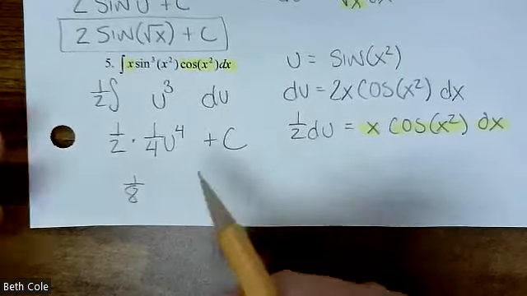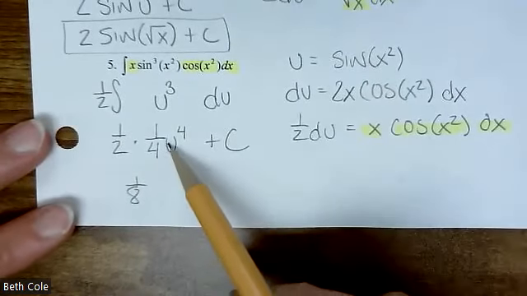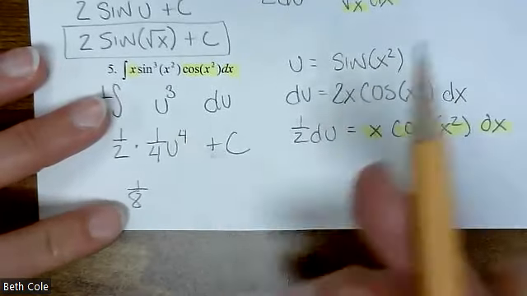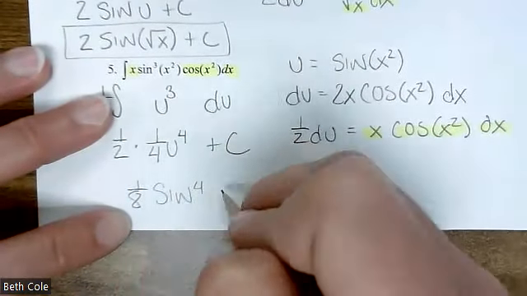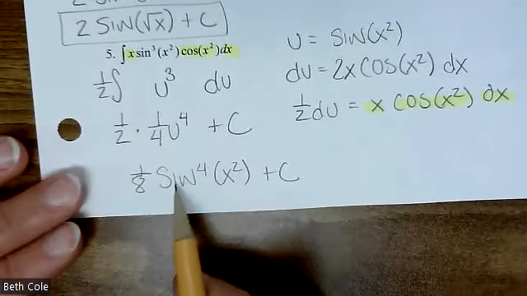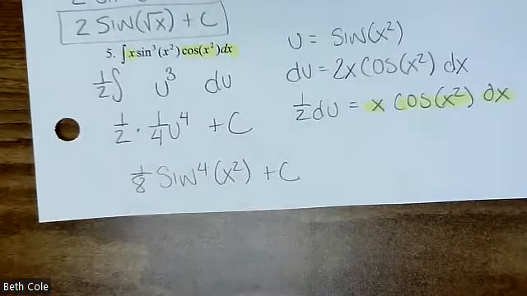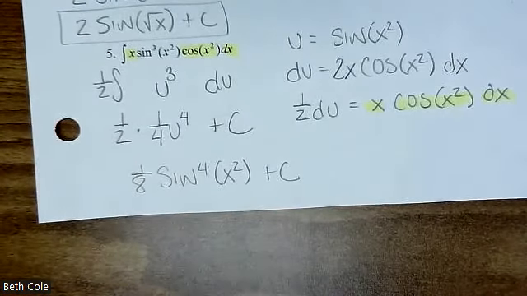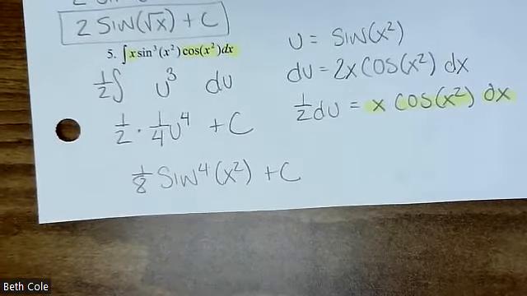Now be careful how you write this. When you plug back in for u, it's sine to the 4th of x squared plus c, because it's the sine function you're taking to the 4th, not just the x squared. I mean, you've all stopped listening to me because I said we were going to do a break here, but do you understand the difference? Because it's subtle, but they're different. Okay.